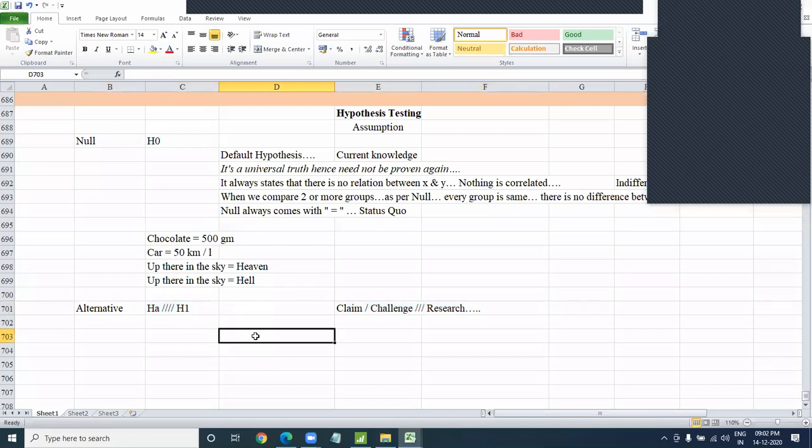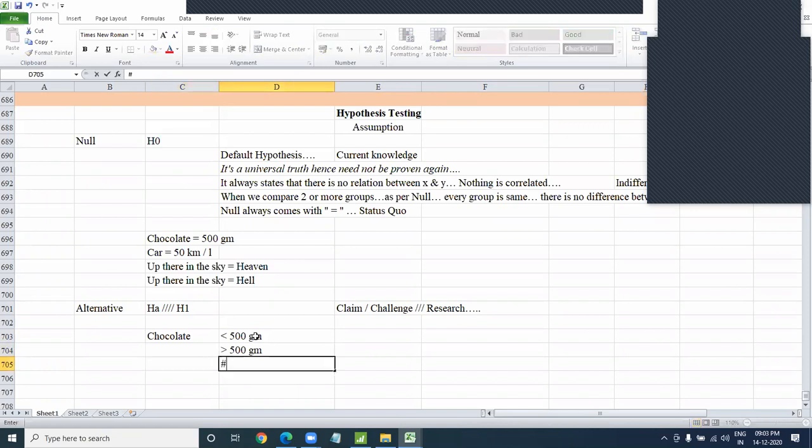So alternate, when you look at it, can come in three different forms. Say I'm contradicting, I'm challenging that the packet of chocolate I've picked up is less than 500 grams. I might try to prove, no, I think it's a little heavier. I might try to prove, no, it's more than 500 grams. Or I might just say, no, it's not equal to 500 grams. In all these three statements, I'm saying, no, null, you're wrong.